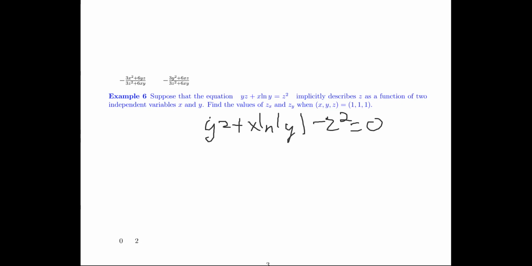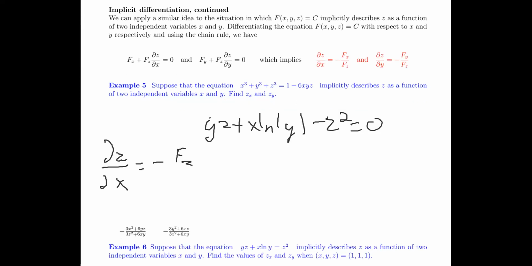And then we want the partial of z with respect to x. And this was negative f sub, well, just move on up here. The partial of z with respect to x is negative partial with respect to x over partial with respect to z.